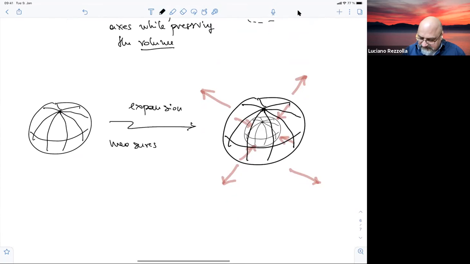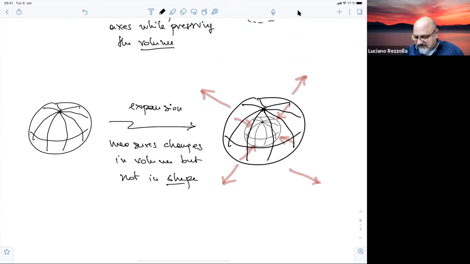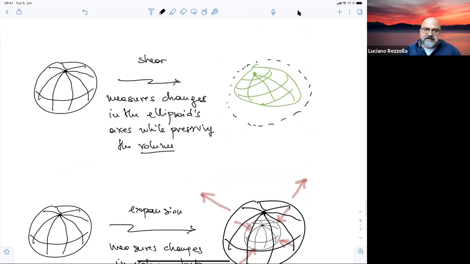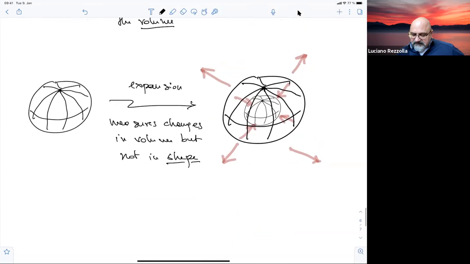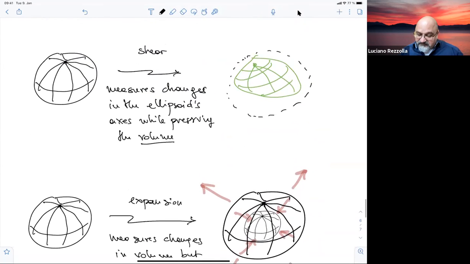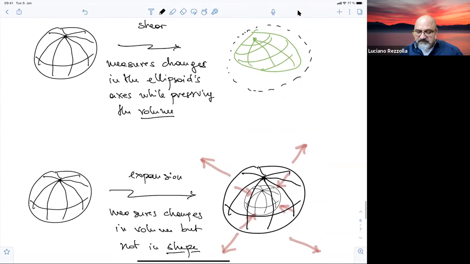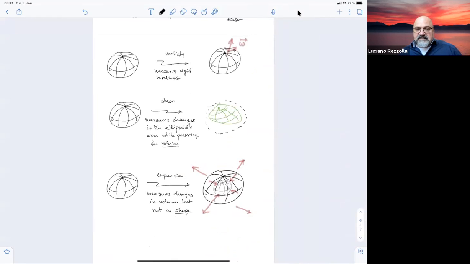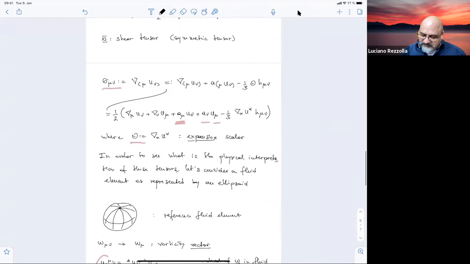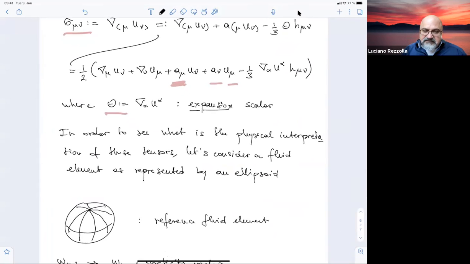Measures changes in volume, but not in shape. Okay, so shape is a property of the shear. Expansion, sorry, you preserve volume, and so you can change this through the expansion, while you can change shape and preserve volume with the shear. And that is why I was telling you that this decomposition is so nice, because it tells us all we need to know.